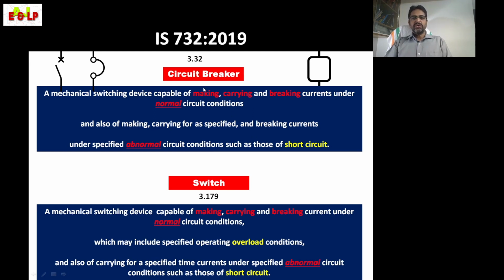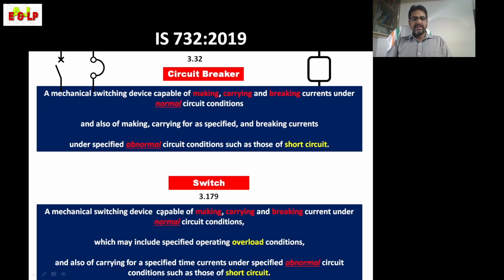Anyway, a circuit breaker is something like a switch, but a switch will not open automatically, whereas a circuit breaker will open automatically. But it will not close automatically. A circuit breaker will not close automatically. To make it close automatically, we can make it motorized.